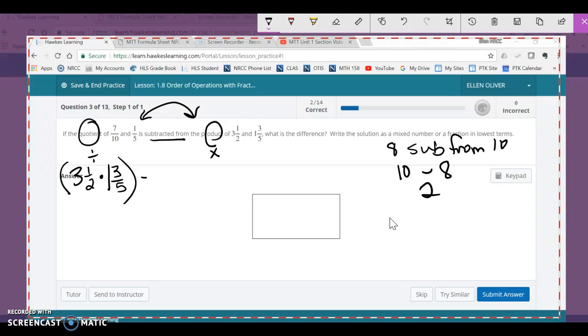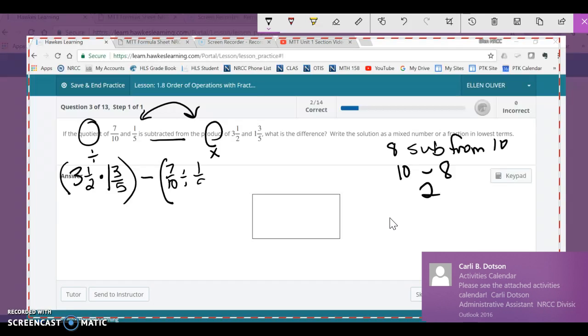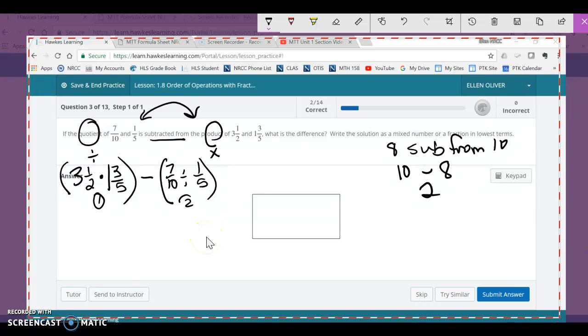And from that, I'm going to subtract the quotient. So 7/10 divided by 1/5. So I forgot to turn my email off. So my plan is to do the parentheses first. So I'm going to do this guy first, this guy second, and then the subtraction third. Probably going to run out of room here. Heads up. All right. So part 1 is 3.5 times 1 3/5.